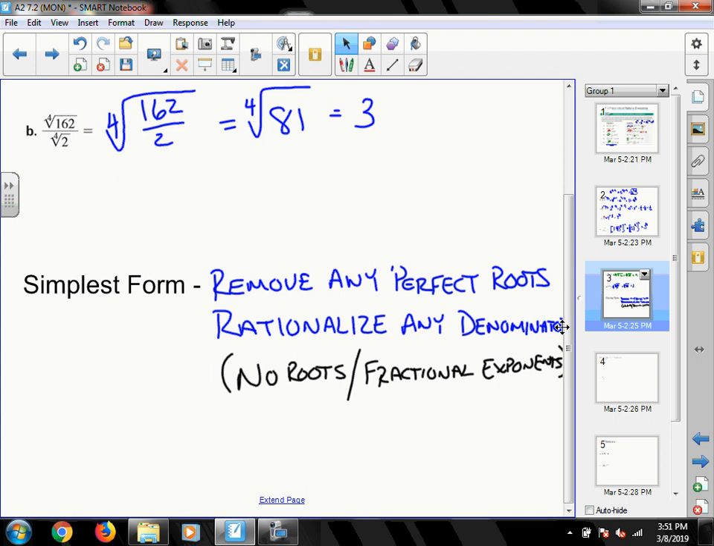So again, we talked about rationalizing denominators with square roots before. I've talked to you guys for the last 3 years about how you can't have a square root in the denominator of a fraction. Again, just extending that to anything that is not a square root: cube roots, fourth roots, whatever you're working with.